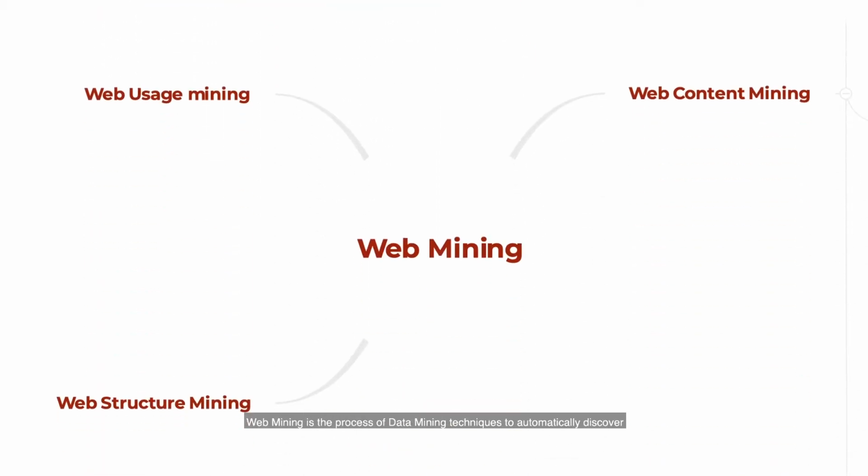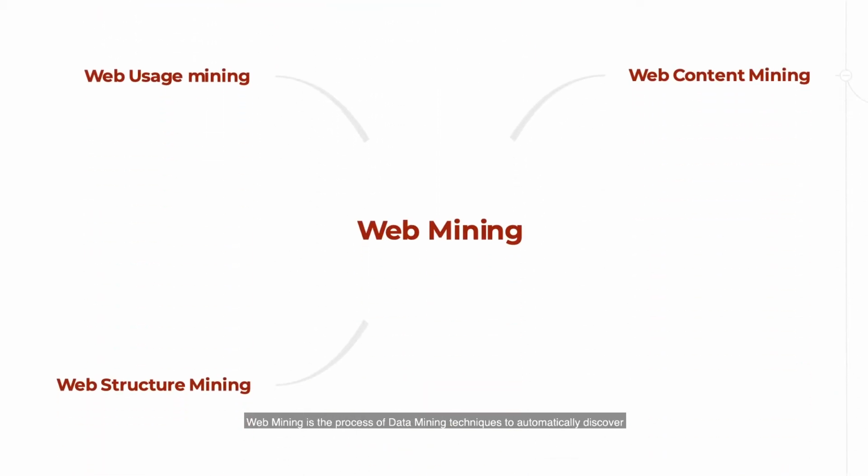Web mining is the process of using data mining techniques to automatically discover and extract information from web documents and services. The main purpose of web mining is discovering useful information from the World Wide Web and its usage patterns. Web mining tasks can be categorized into three types: web structure mining, web content mining, and web usage mining.